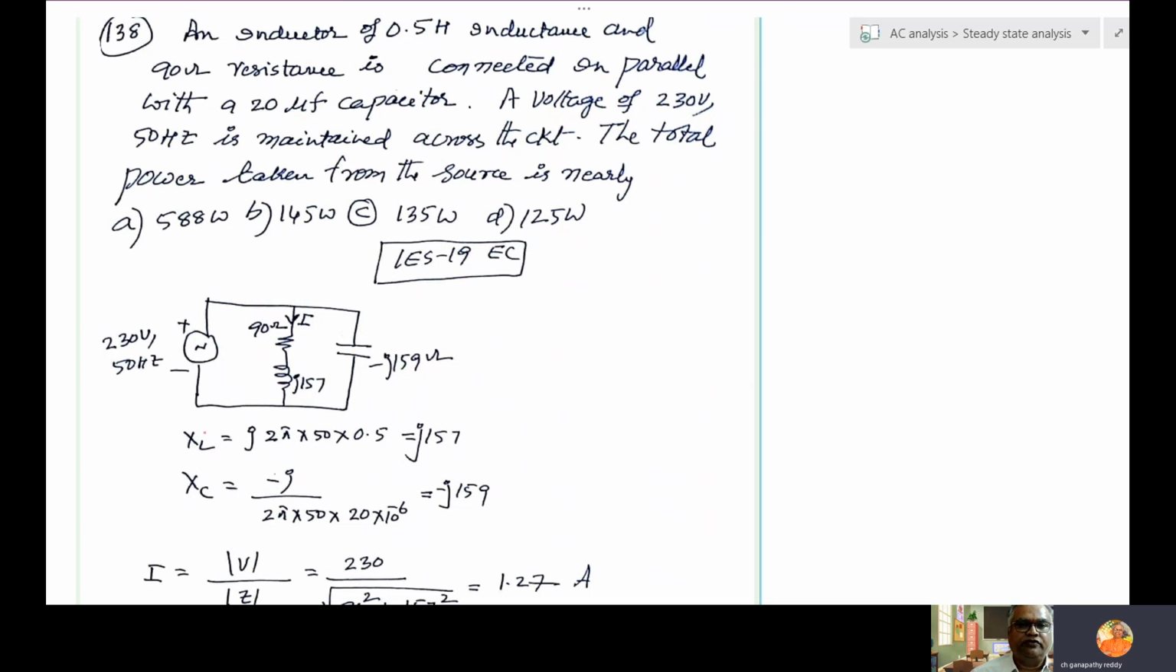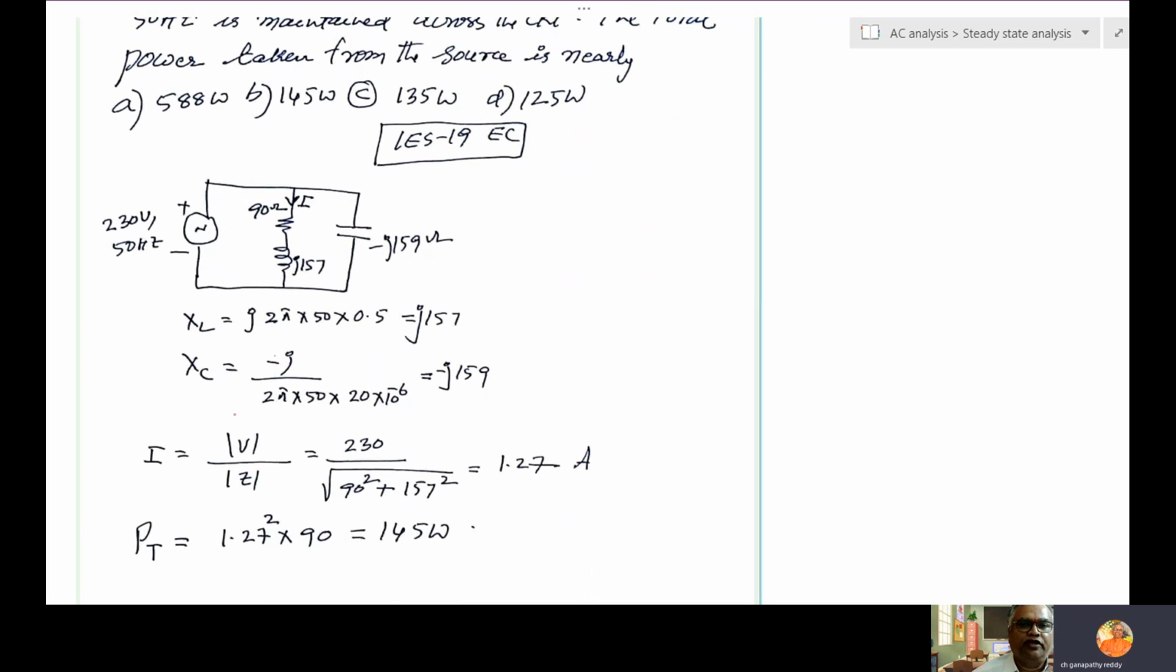For that you need inductive reactance. So j omega L. Find out inductive reactance, capacitive reactance. I equal to V by Z. V by Z, so small thing. Power supplied by the source: whatever power is supplied by the source is dissipated in the resistor. So it is equivalent to find the power dissipated in the resistor.